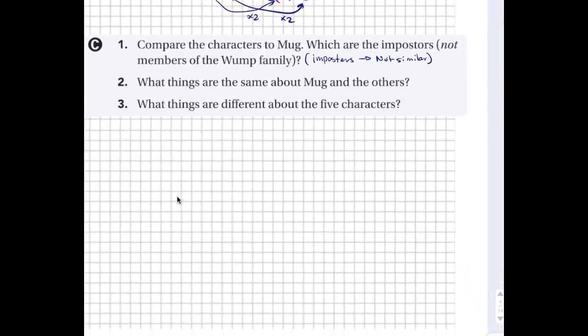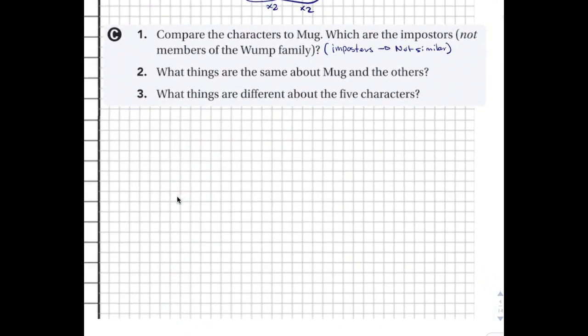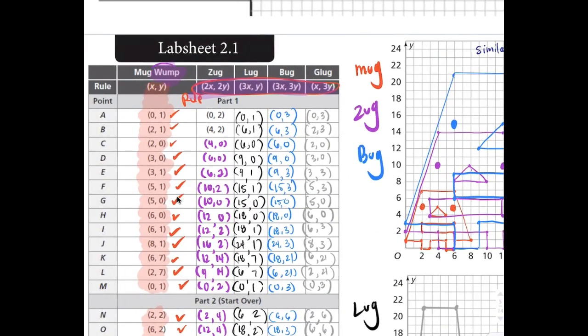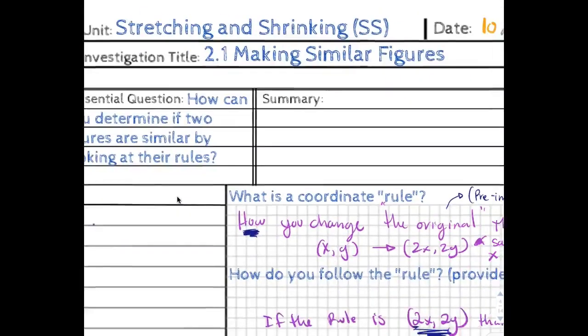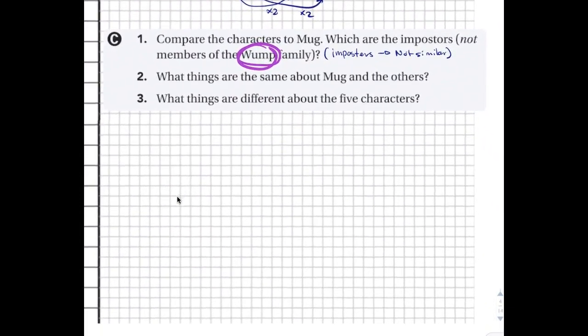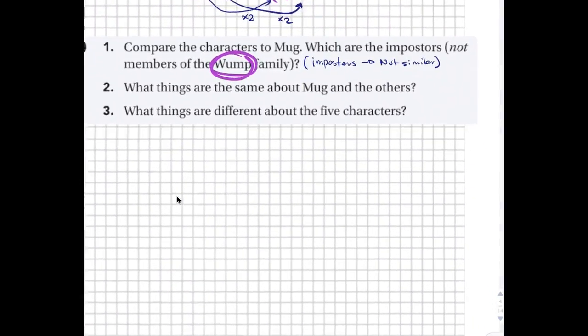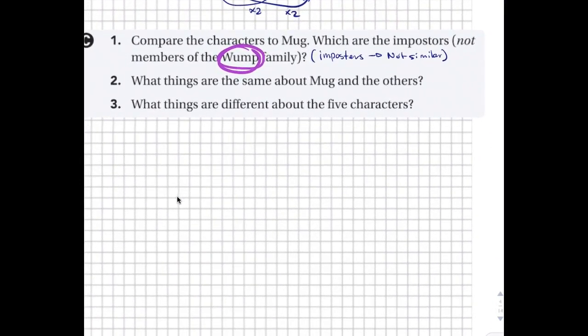Now it says compare the characters to mug, which are imposters, not the members of the Wump family. Imposters are not similar, so only the ones that are similar are going to be part of the Wump family. The Wump, if you look at your table, is actually his last name, so that's who they are, the Wumps. And what are some things that are the same about the mugs and the others, and what are the things that are different about all 5 characters?